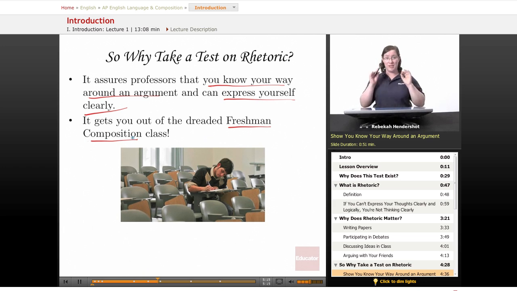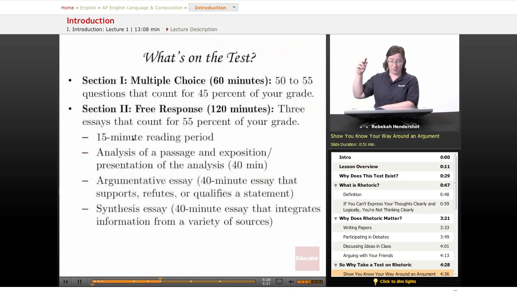You take this course, you get a good score on the test, you don't have to sit there for weeks and be lectured on grammar and how to build an argument. You can actually take a course that's a lot more fun and get to the interesting parts of college sooner.